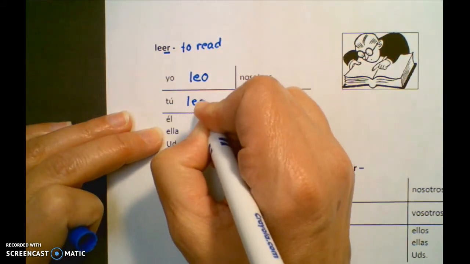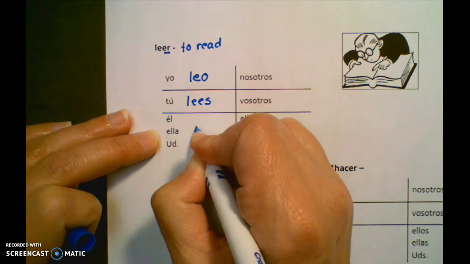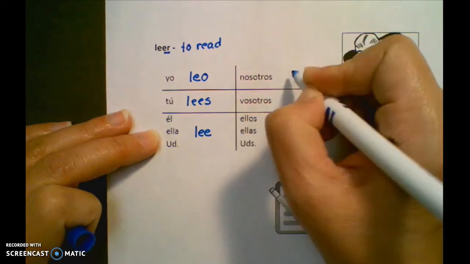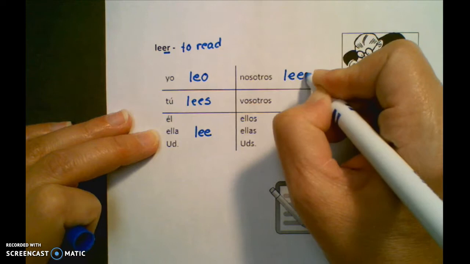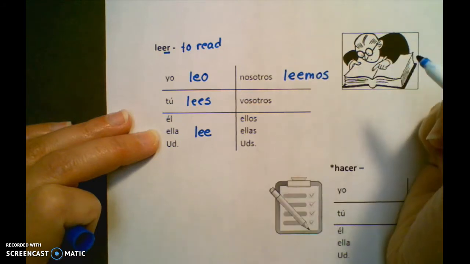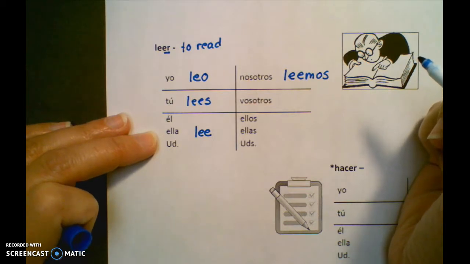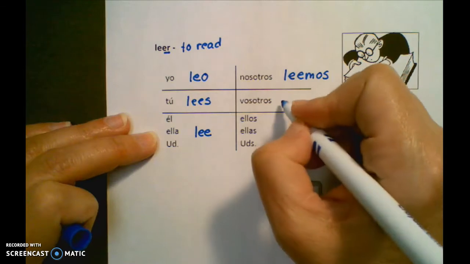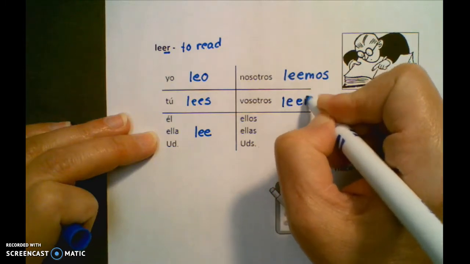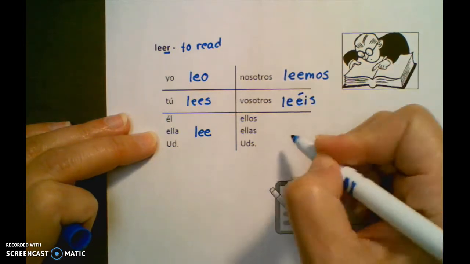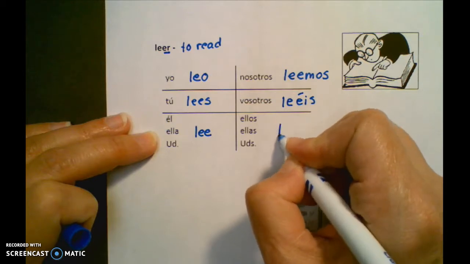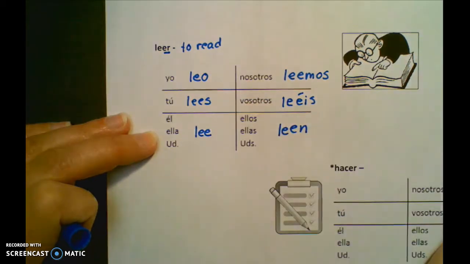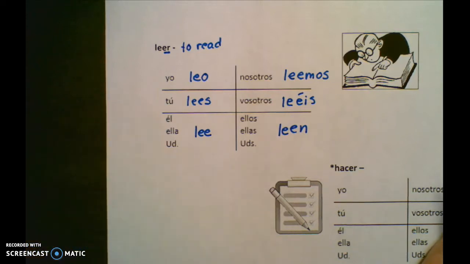Tú lees. Él, usted, lee. Nosotros leemos. People get thrown by that double E. It's okay. The first E is part of the stem, the second E is part of the ending, and they are pronounced as two separate syllables. Leemos. Vosotros leéis, adding the accent mark over the E. Ellos, ellas, and ustedes leen. It's not pronounced lean, it's leen. You hear both of those endings.